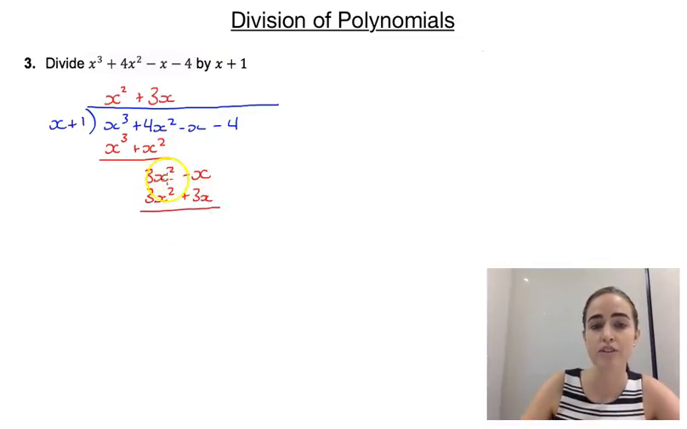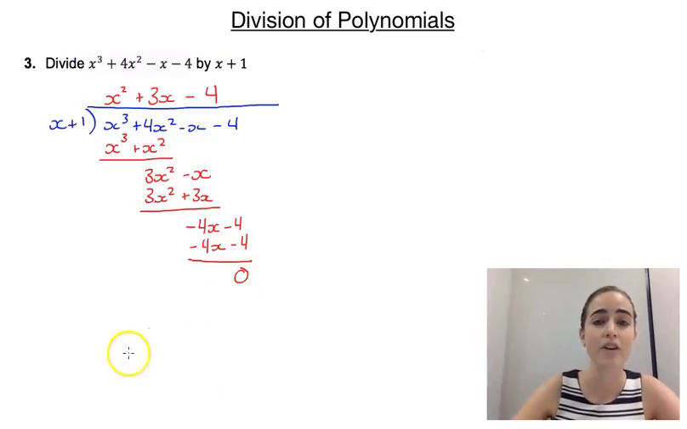Now we subtract, so this will give us 0. Here we've got minus x minus 3x would give us minus 4x. And we bring down that next term of minus 4. All right, one last time. What do we have to multiply x by to get to minus 4x? It would be minus 4. Minus 4 times x would give us minus 4x, and minus 4 times 1 would give us minus 4. Now when we subtract that, we're going to get 0.